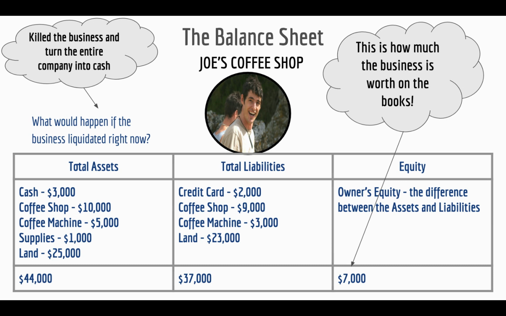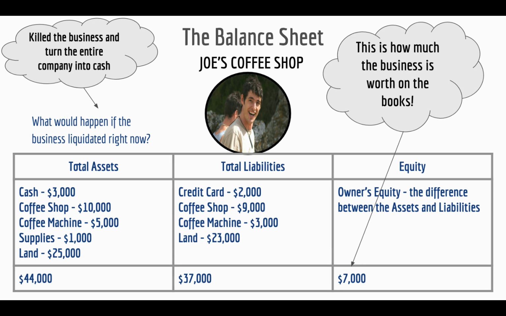So if Joe wanted to kill his business and turn the entire company into cash right now, on the books, his business would be worth $7,000. Let's take a look briefly at the assets and our liabilities, and this will help clarify some things. Again, our assets are our valuable resources used to run the business. So we have cash, not in Joe's bank account, but in the Joe's coffee shop bank account. We have the coffee shop itself. We have a coffee machine. We have some supplies, and we also have some land that has value.